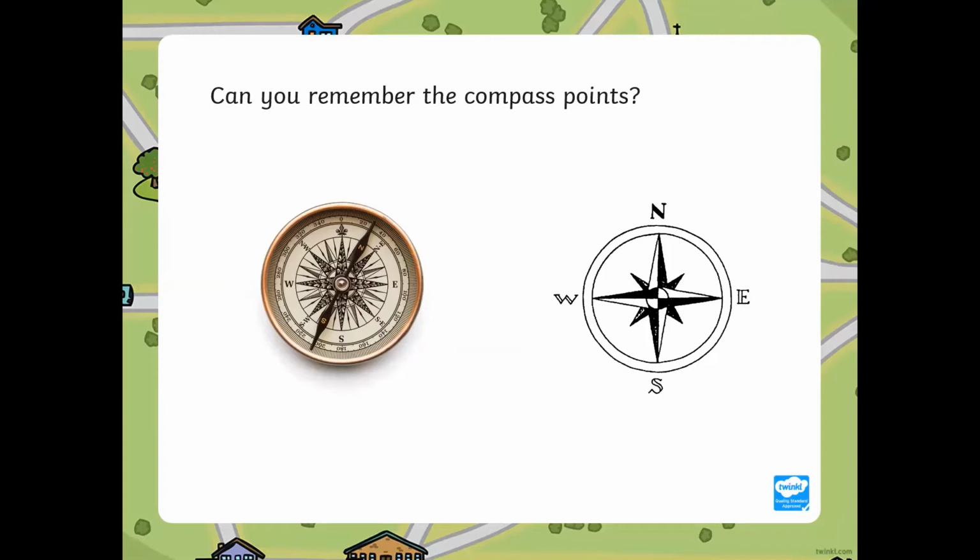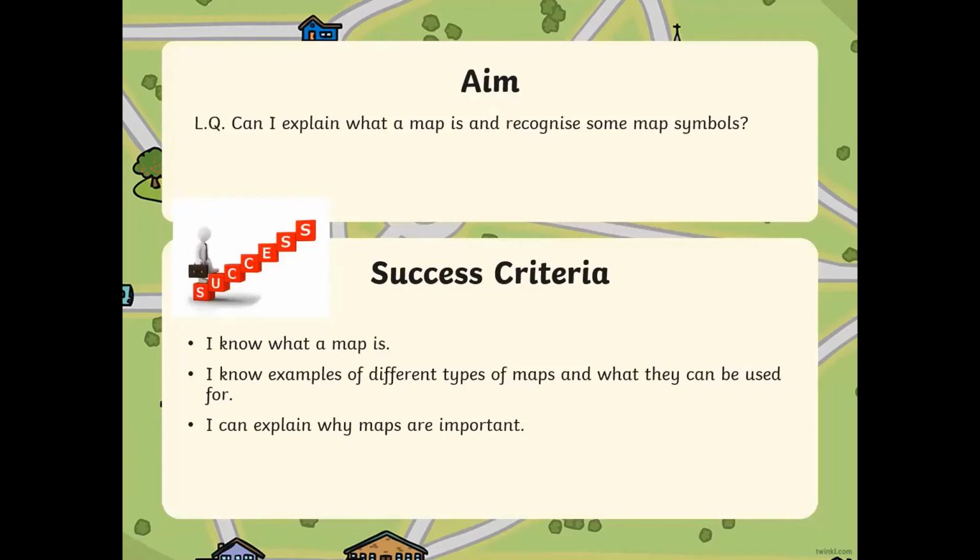Well done. And can you remember some of the main points on a compass? You can use this picture here to help you. Fantastic, we have north, east, south, and west. Well done, can you repeat after me? North, east, south, and west. Fantastic. Give yourself a pat on the back if you were able to remember that. Well done, year one.